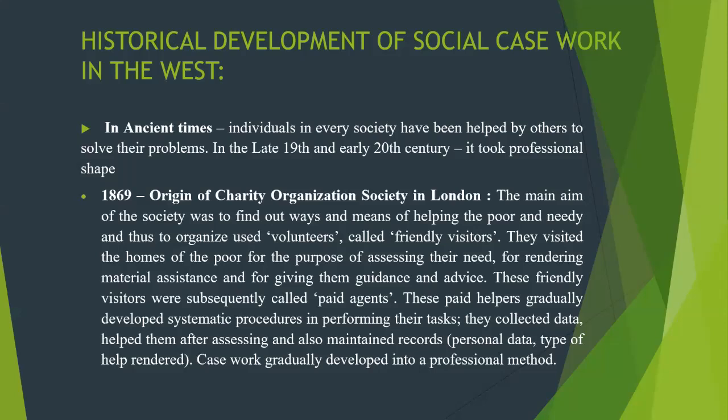In 1869, the Charity Organization Society in London was set up. The main aim of the society was to find out ways and means of helping the poor and needy, and thus to organize volunteers called friendly visitors. So friendly visitors, also known as volunteers, had the main aim of finding out ways and means of helping the poor and the needy.